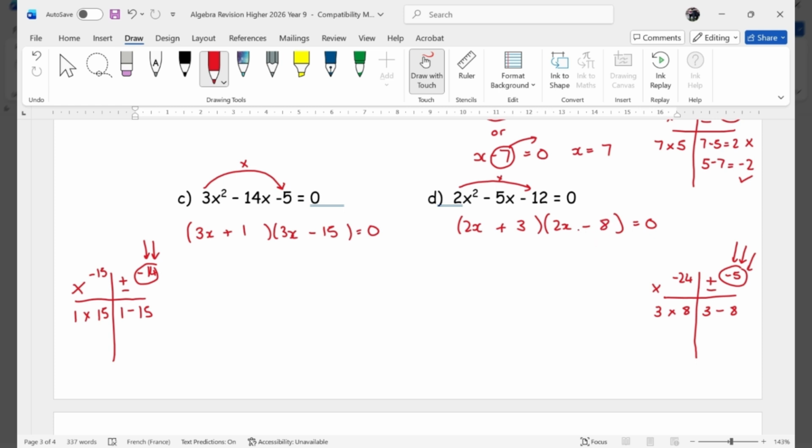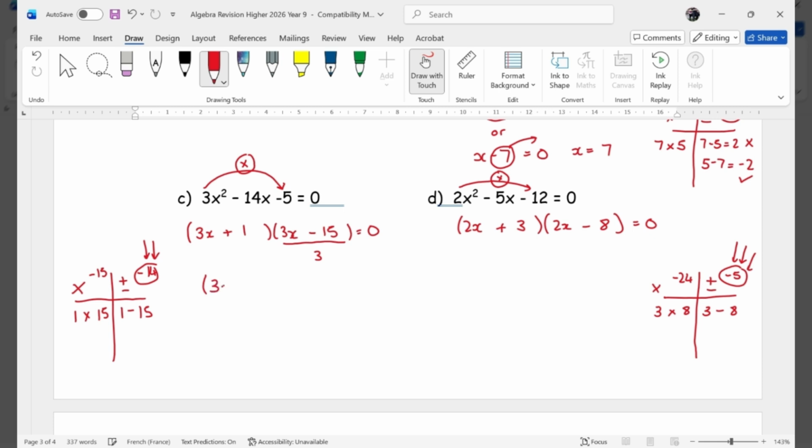Okay, so first difference, you start the brackets with 3x, 3x, or 2x, 2x. Second difference, the end number has to be timed by the start number to get a new end number. Third difference, any bracket where the numbers will divide by 2, or divide by 3, or divide by 4, or whatever it is, you got to do it. So 3x plus 1 won't divide by anything other than 1, but 3x minus 15, both those numbers are in the 3 times table and can be divided by 3.